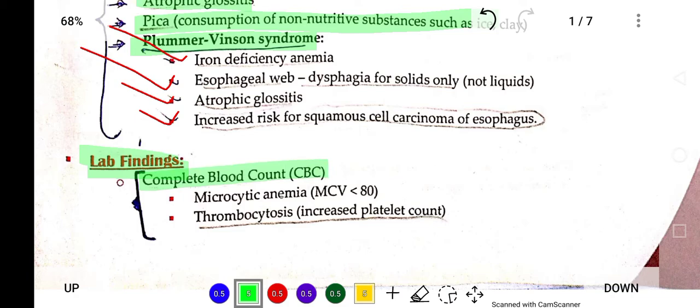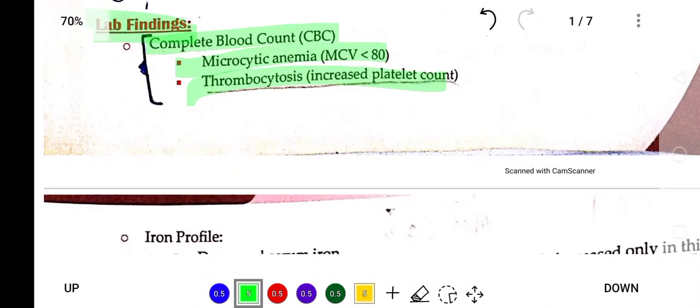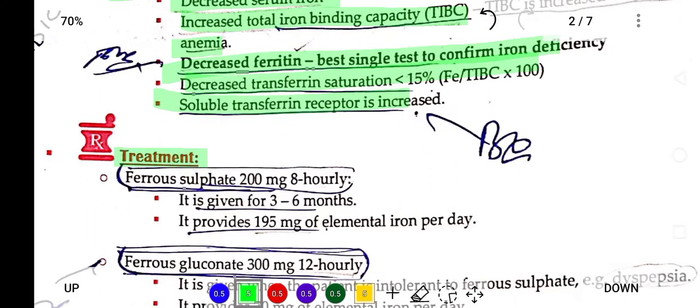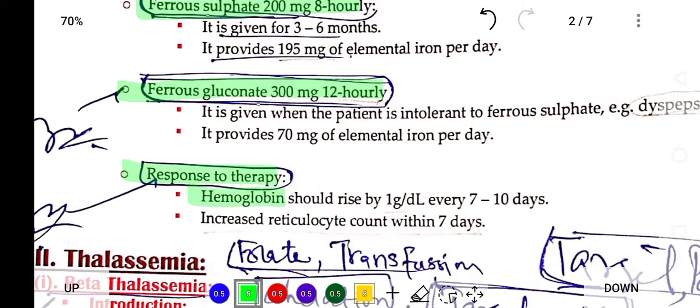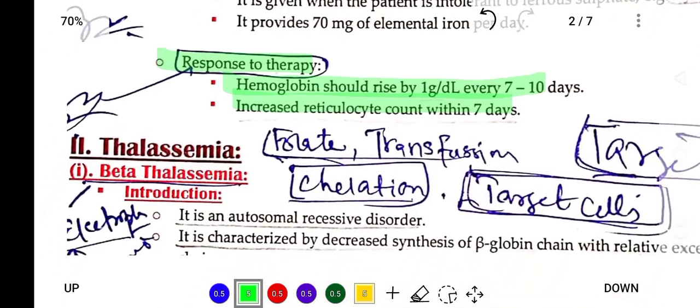Lab findings are a complete blood count showing microcytic anemia with MCV less than 80, and in thrombocytosis there is an increase in platelet count. The iron profile shows decreased serum iron, increased total iron binding capacity, decreased ferritin, and decreased transferrin saturation. Soluble transferrin receptor is also increased. Treatment is ferrous sulfate or ferrous gluconate, and in response to therapy hemoglobin should rise by 1 gram every 7 to 10 days, with an increase in reticulocyte count within 7 days. So in this way, iron deficiency anemia can be treated.